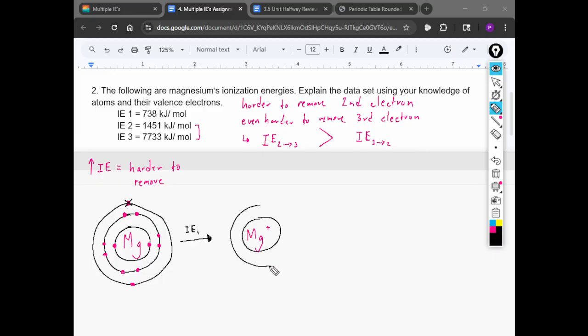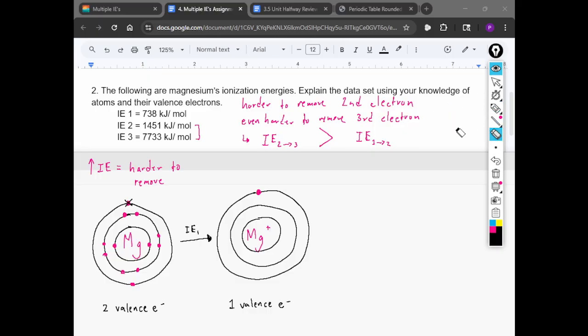And it still has 3 shells. Okay, we're going to ignore the inside shells for now because they didn't change. But the key thing to identify is that there's still 1 electron left in the outside shell. Okay. So I'll make a note right here. Regular magnesium had 2 valence electrons. But Mg plus, after IE1, it has 1 valence electron. All right, everybody understand that? That makes sense? Okay? All right, so that's IE1.